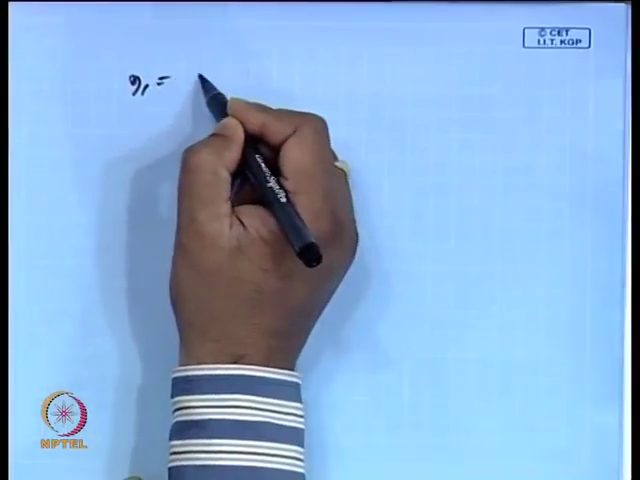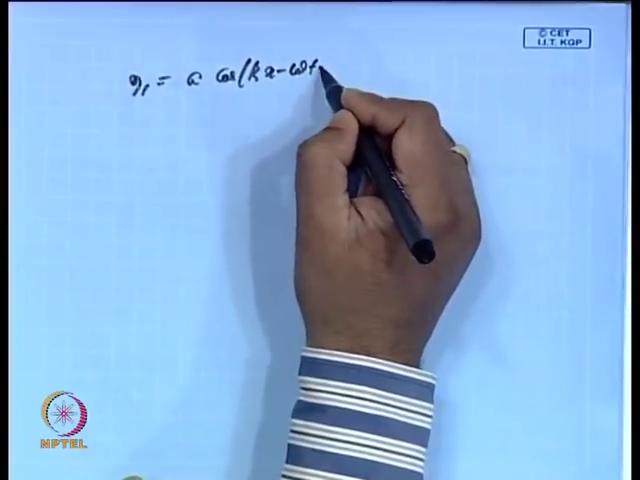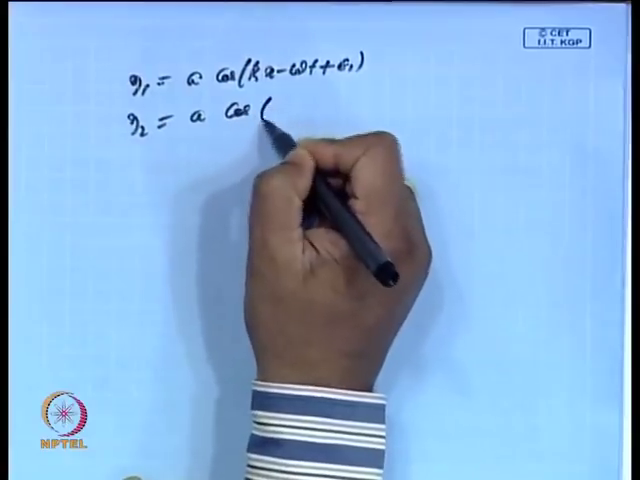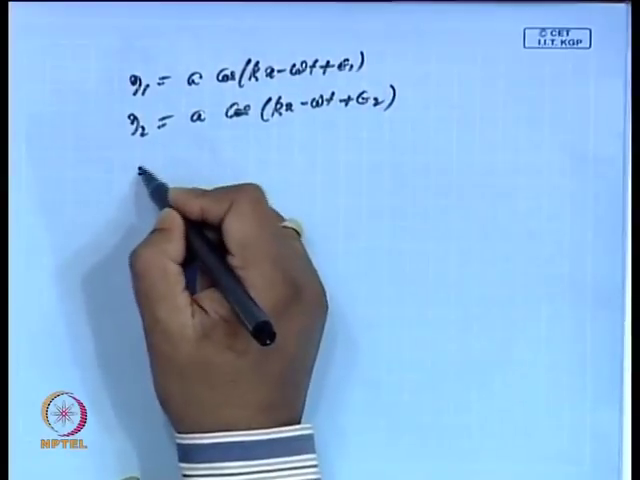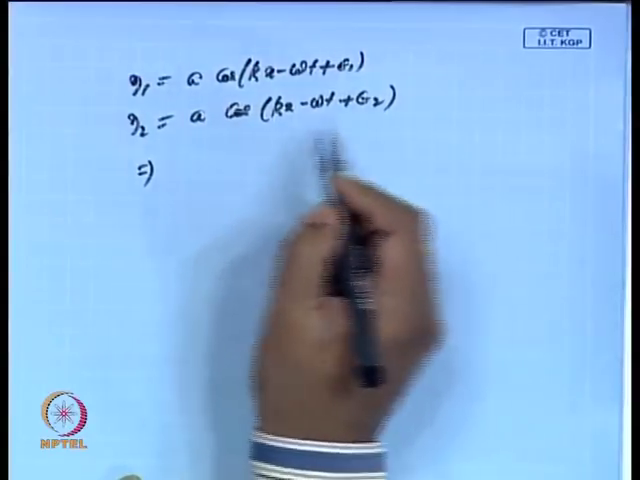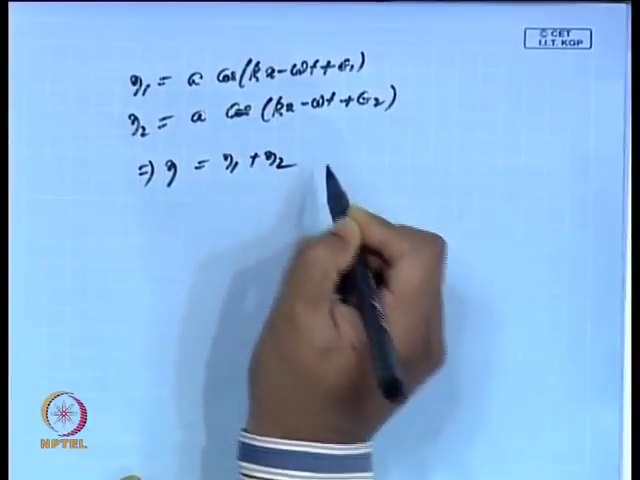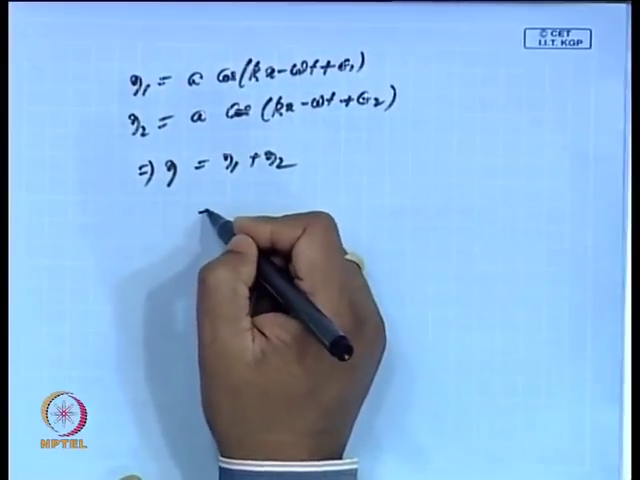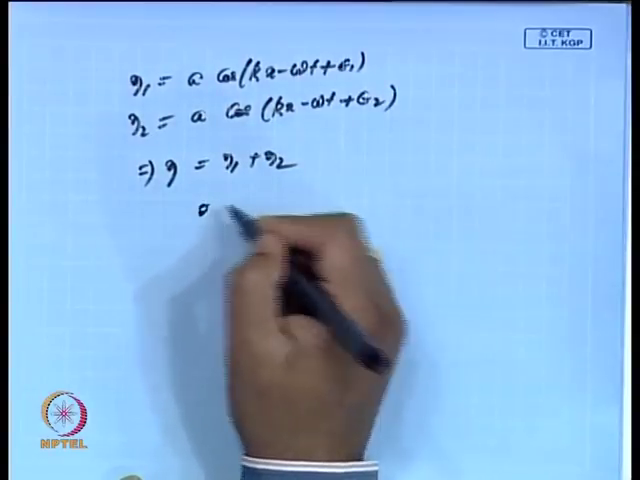Suppose eta 1 is equal to A cos(kx minus omega t plus epsilon 1), and eta 2 is equal to A cos(kx minus omega t plus epsilon 2). Then what will be my resultant wave? Eta will be eta 1 plus eta 2, and if I just take it, let me look at two things.